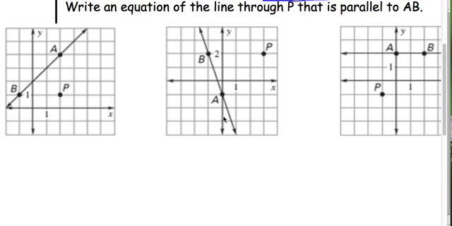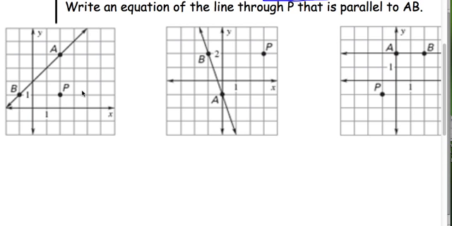Exactly the same as the last one, except they gave us a graph instead of giving us an equation and a point. They gave us it on a graph grid. So what we're going to have to do here is we need an equation through P. So we have to identify where P is at.